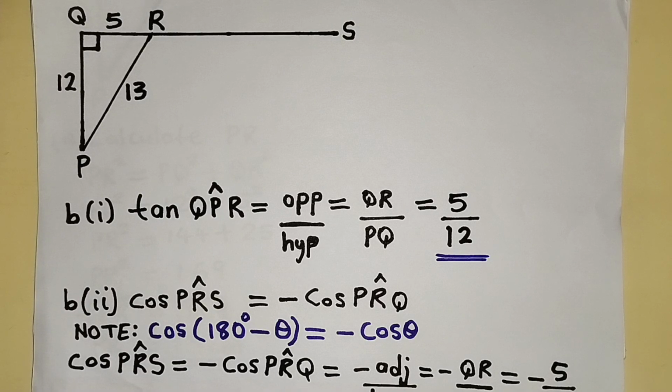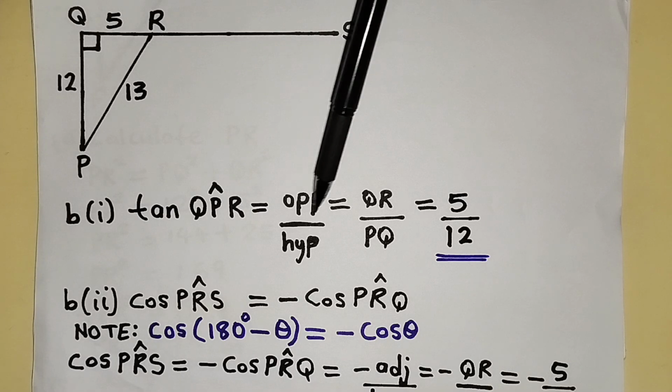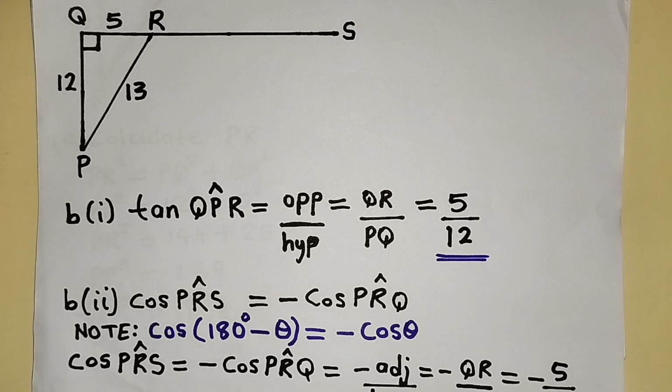From SOHCAHTOA, we realize that the tangent ratio says opposite side over adjacent side. Okay, so my opposite side here is QR, because QR is opposite the angle P, whose tangent I'm finding here. Okay, and the adjacent side is PQ, which is 12 centimeters. So tangent of QPR equals opposite over adjacent, equals QR over PQ, which is finally 5/12. Okay.